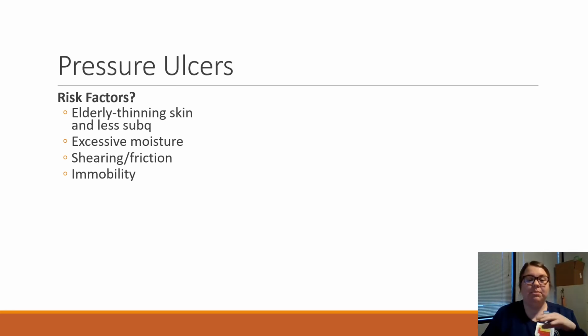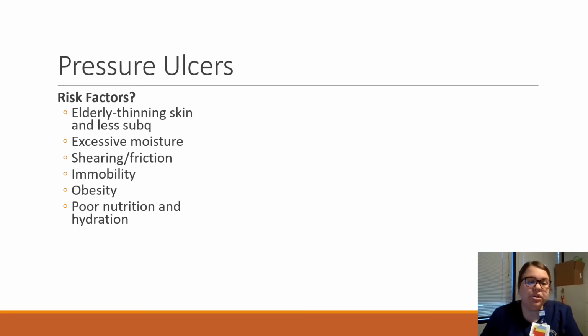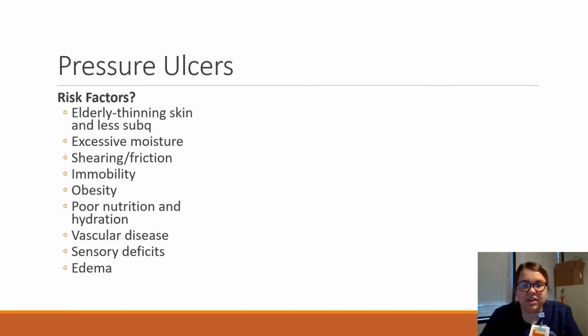Immobility, not being able to be mobile and move that circulation around, could cause a pressure ulcer. Obesity, extra weight in that area, is causing more pressure when they're standing down and they're immobile as well. Poor nutrition and hydration. Vascular disease. If they have any sensory deficits. If they are edematous. And also if they have any chronic diseases.